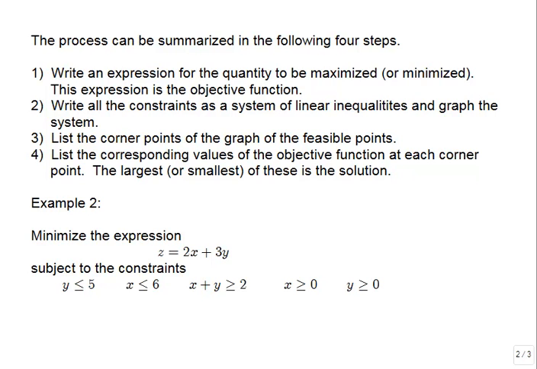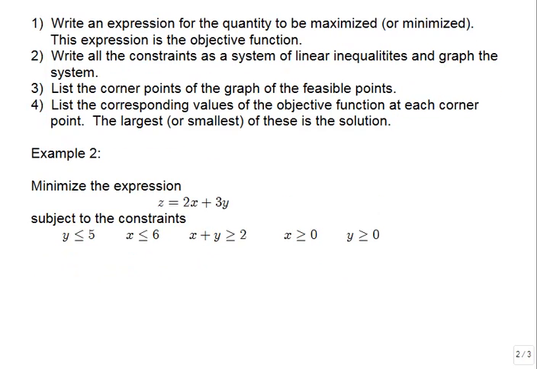Step 2, write out all the constraints that are listed in the system of linear inequalities and graph them and shade in that region. Step 3, find the corner points of that shaded region, and those are going to be your feasible points. Step 4, find out what the corresponding value of the objective function is at each corner point. And all you're going to do to figure that out is plug in the x and plug in the y into your objective function. The largest of these would be your maximum. If you were looking for a minimum, then the smallest of those would be your minimum.